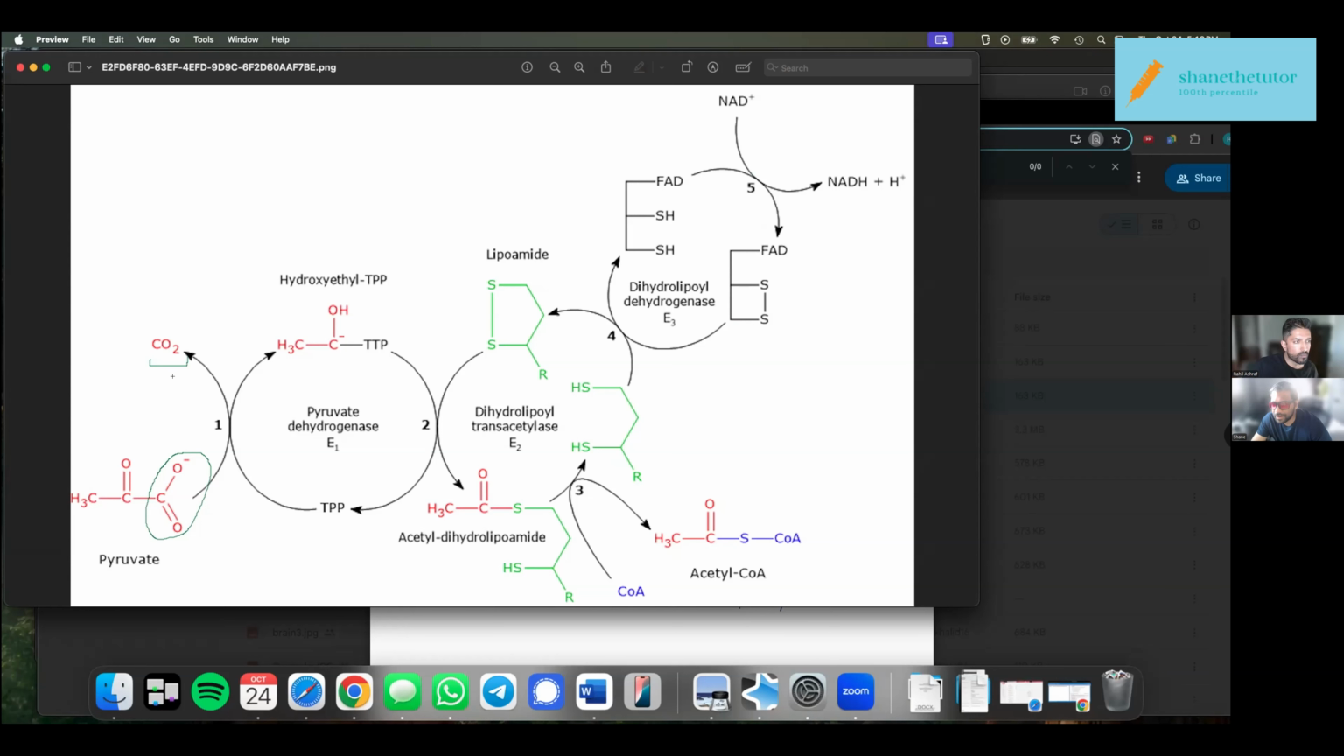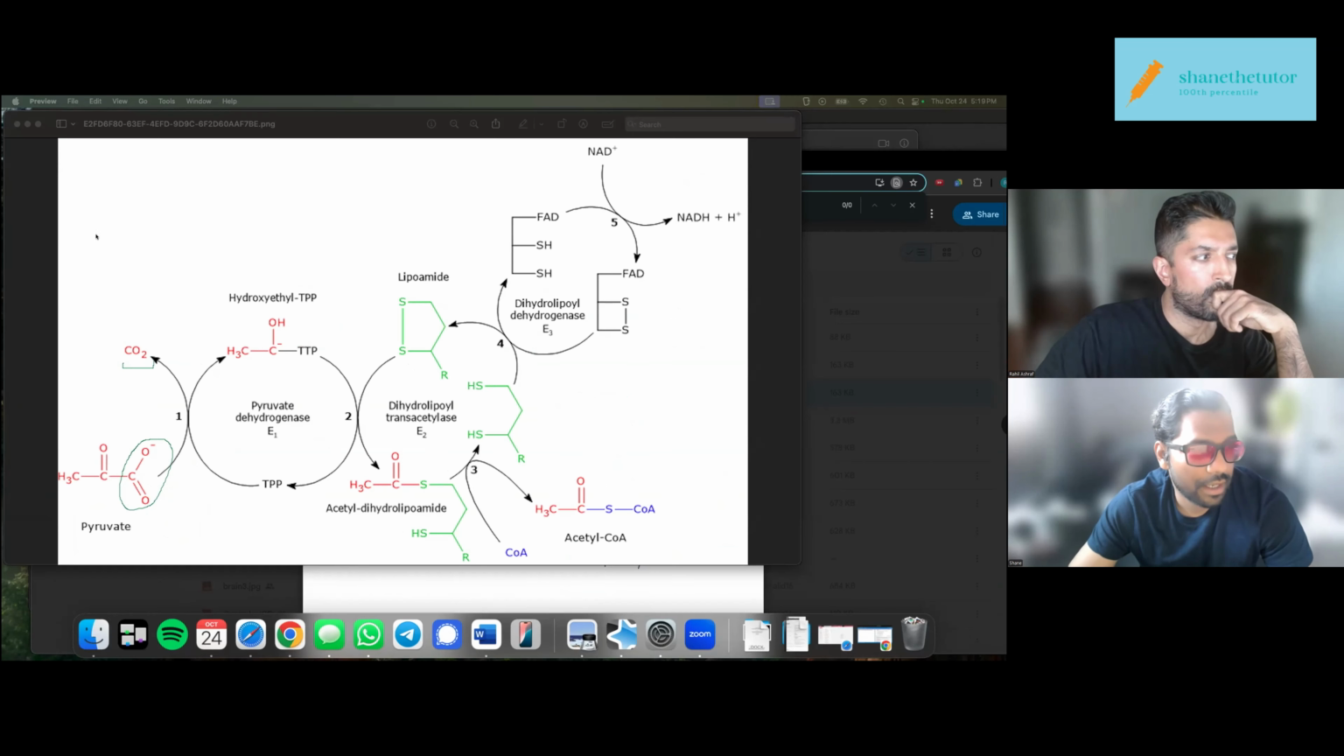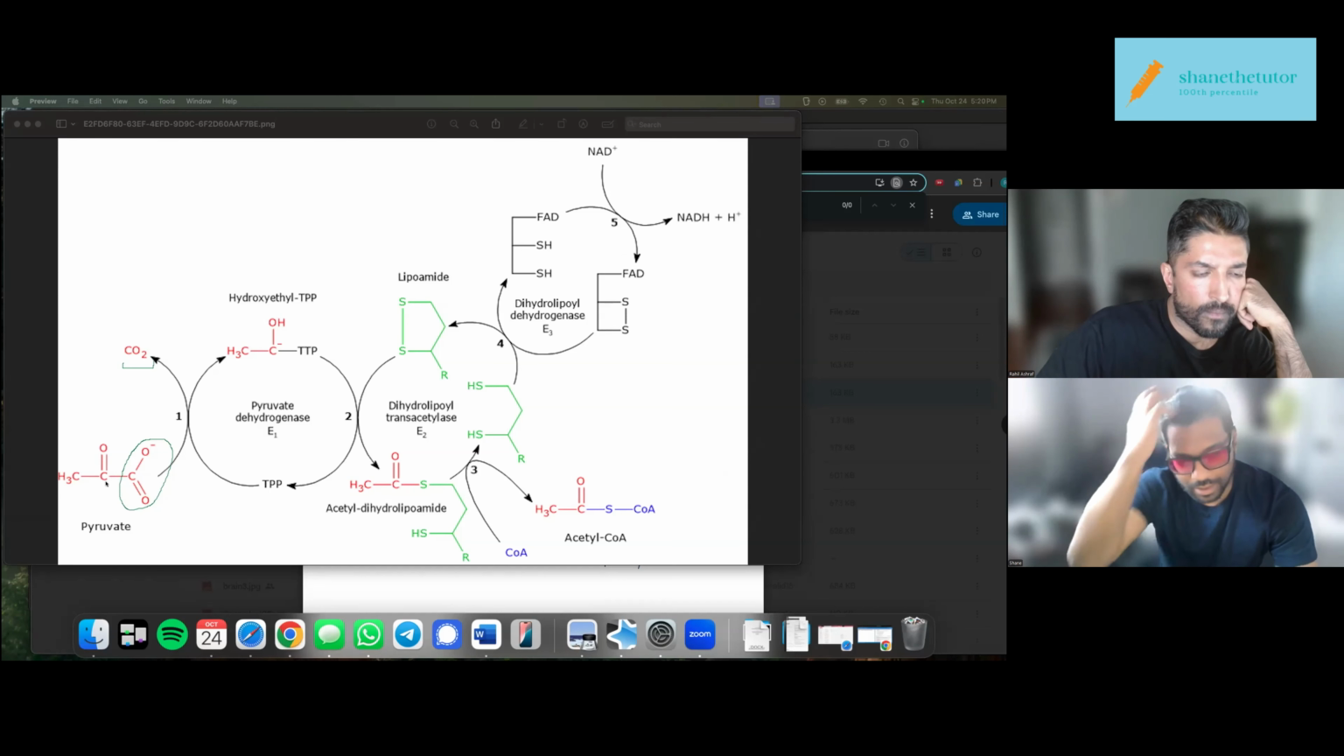Yeah, I think it's like an alpha keto butyrate or something like that. But even if you don't remember, I guess it can be called a keto acid, alpha keto acid. Yeah, that's what it is, because you have the keto part, and then the acid part.